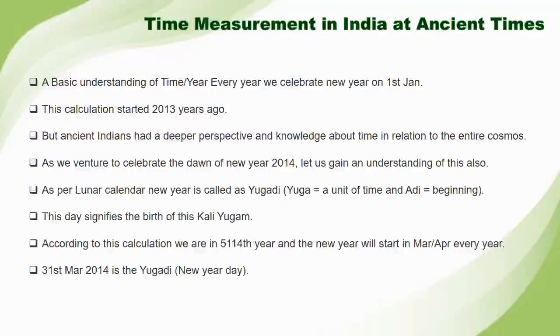Here, Yugadi means a unit of time and Adi means beginning. This day signifies the birth of this Kali Yugam. According to this calculation, we are in the 5114th year and the new year will start in March or April every year. 31st March 2014 is the Yugadi, which we have celebrated already as a new year.